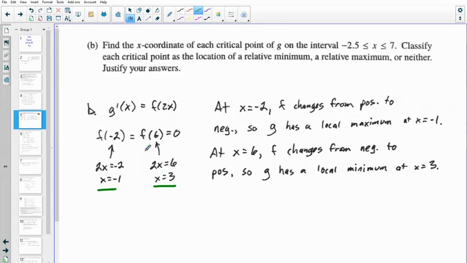And so making this 2-to-1 switch between f and g, g has a maximum at x equals -1 because it's changing from positive to negative. Excuse me, f is changing from positive to negative. And then similar logic to find the minimum at x equals 3.